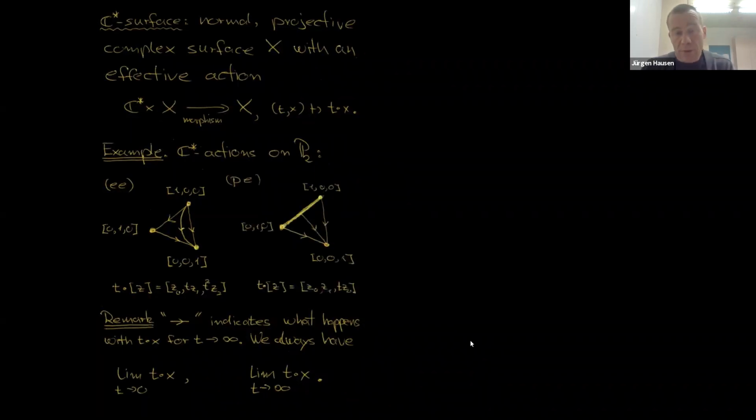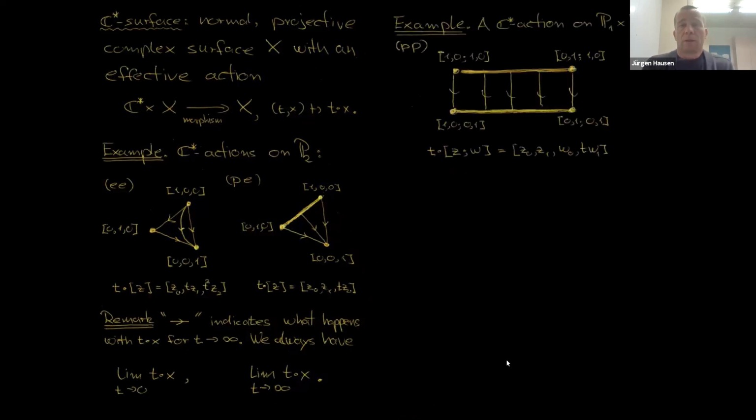Another action on the same variety, again on the plane, is given by t dot z equals (z0, z1, t z2). Another behavior of the action: in the first case, we have 3 isolated fixed points. In the second case, we have a curve of fixed points, that is this thickly drawn coordinate line, and we have 1 isolated fixed point. A fourth example is the action on P1 times P1 fiberwise, where we have 2 curves of fixed points.